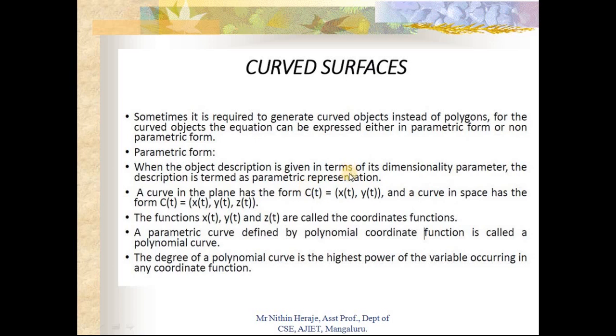If it is 3D, or if the object is in space, then you have this equation, that is C(t) equal to x(t), y(t), z(t), where z(t) is the z coordinate function. A parametric curve defined by polynomial coordinate functions is called a polynomial curve, and the degree of a polynomial curve is the highest power of the variable in that function.